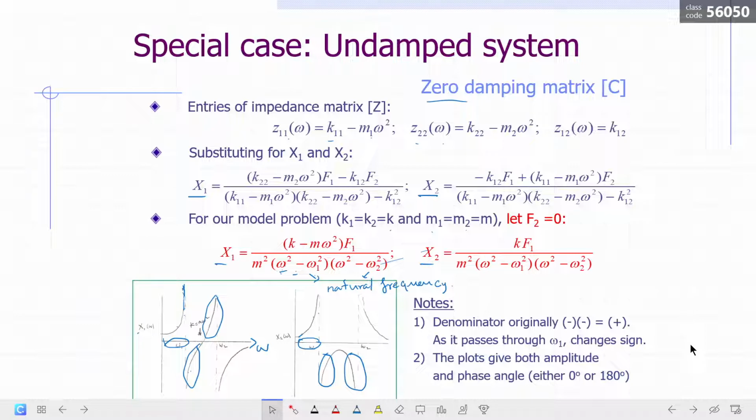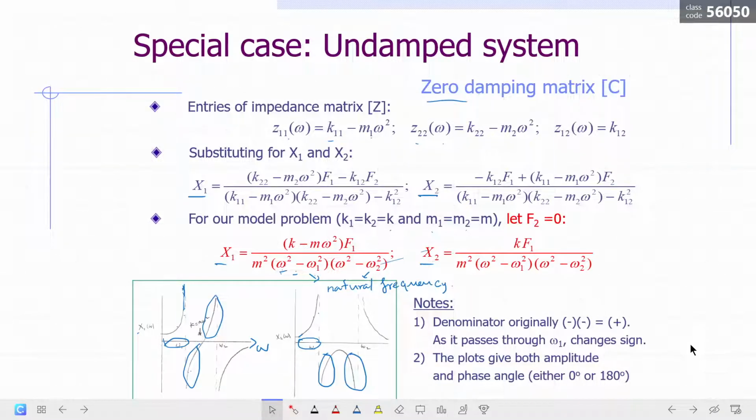Okay, so that's all for the undamped system of 2 degrees of freedom. Do you have any questions?